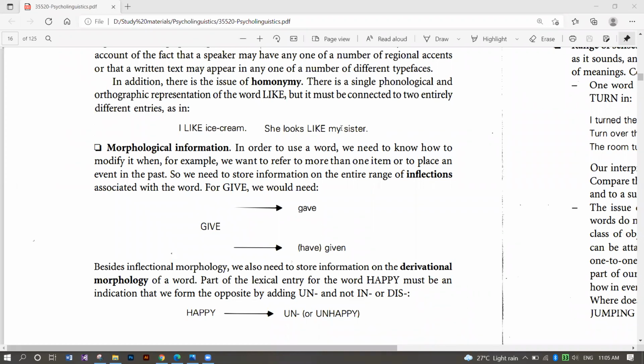Okay ma'am. Yes, go ahead. Okay, so beside inflectional morphology, we also need to store information on the derivational morphology. Yes, it comes in bound morphology, bound morphemes. So derivational morphology is actually those suffixes or prefixes which change the category of a word.